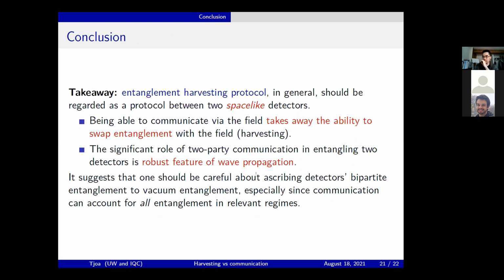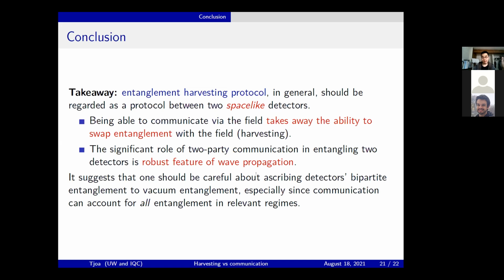from all these observations, what you can see is that the entanglement harvesting protocol, in general, if you're being really careful, should be regarded as a protocol between two space-like detectors. Because what we have seen in this presentation is that just being able to communicate does not add entanglement on top of the vacuum swapping. It takes away the ability of swapping entanglement with the field. And therefore, this is something that one has to be really careful about.